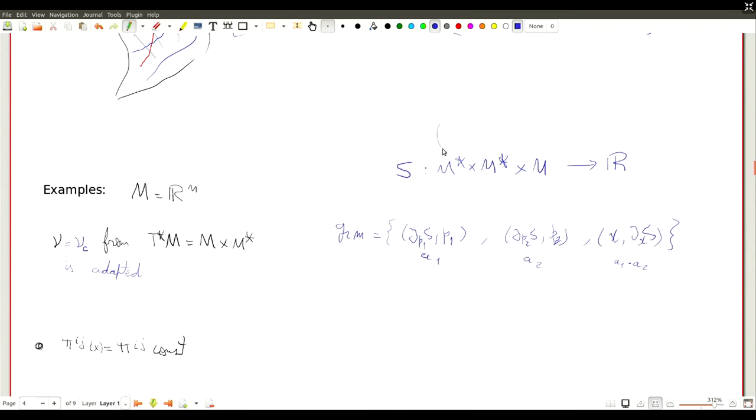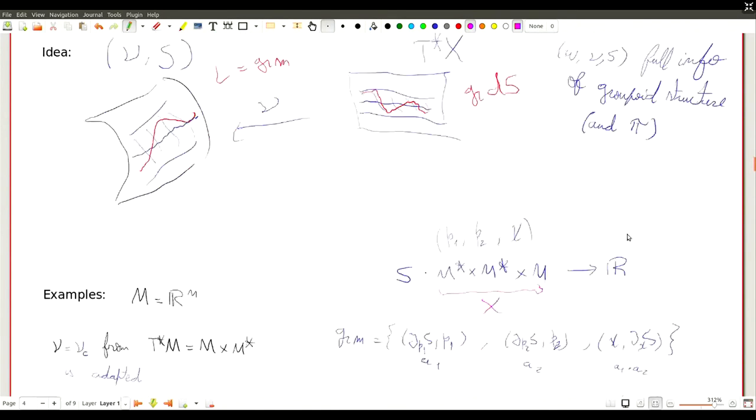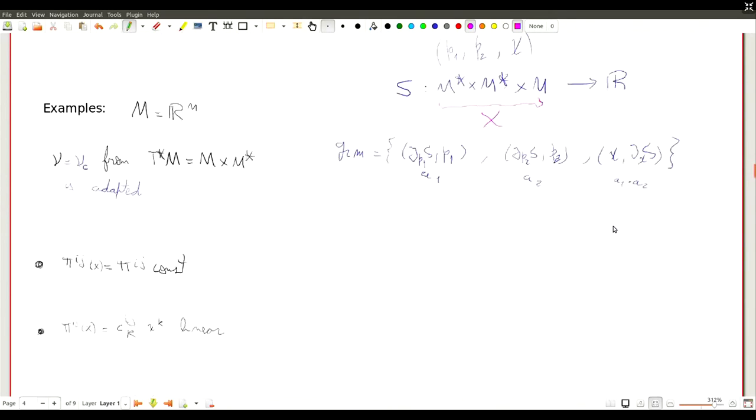So these parameters P1, P2, and X live here in this space, which in the general case I was calling X. It's, let's say, the framing manifold. So let me tell you very, very quickly two examples.